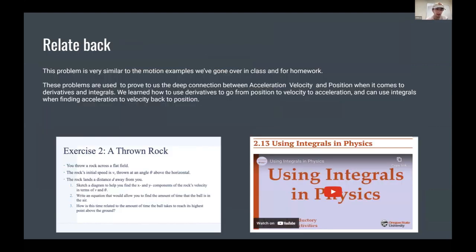And we're able to relate this problem back to our previous problems in this class, because we use derivatives and integrals to go back and forth between acceleration, velocity, and position. And one of the example problems we used in class was a rock being thrown across a flat field, and it gives us angle theta, and it lands a certain distance away from you. And using x and y components of the velocity, we have to determine time and distance.